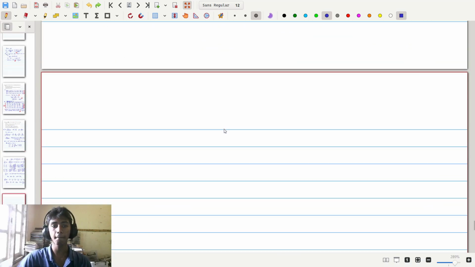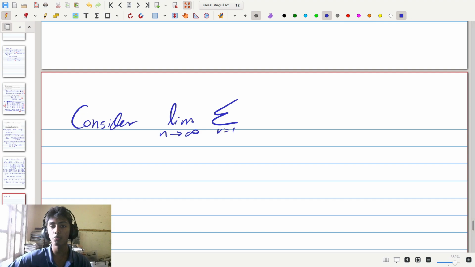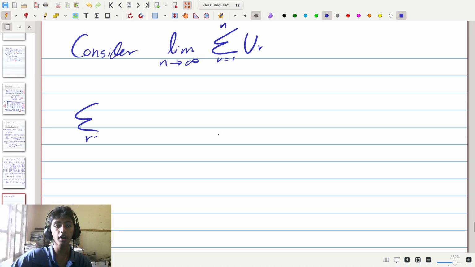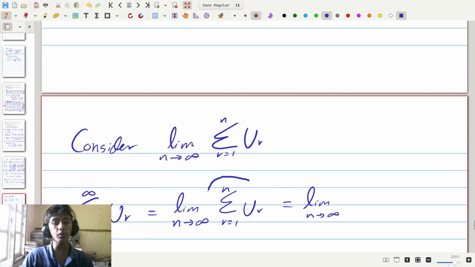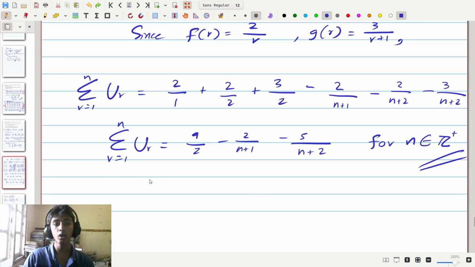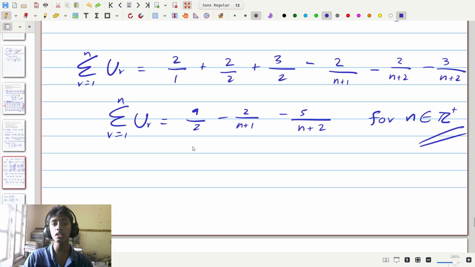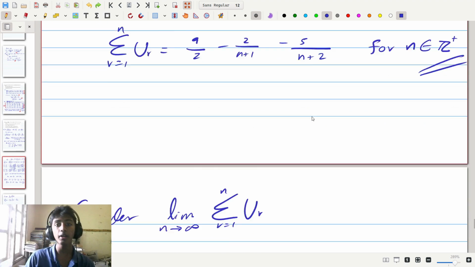So if we consider the limit as n approaches infinity of the sum from r equals 1 up to n of u of r, this is exactly what we mean by the sum from r equals 1 up to infinity of u of r. So this is equal to the limit as n approaches infinity of the sum from r equals 1 up to n of u of r, which is also equal to the limit as n approaches infinity of the expression that we found to be equal to the sum from r equals 1 up to n of u of r, which is this expression right here. So we can write that this is equal to 9 over 2 minus 2 over n plus 1 minus 5 over n plus 2.